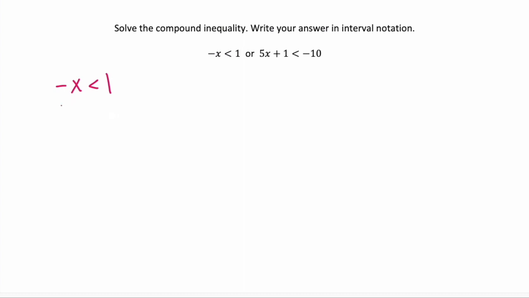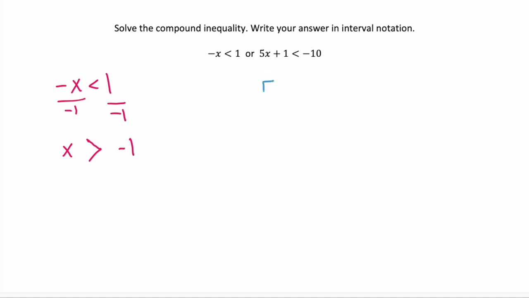To isolate x, we need to divide by negative 1. That gives us x on the left and negative 1 on the right. And remember, whenever you divide or multiply by a negative, you need to flip that inequality sign. So now we have x is greater than negative 1.